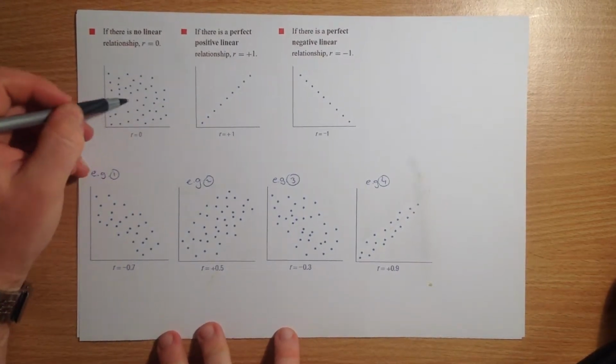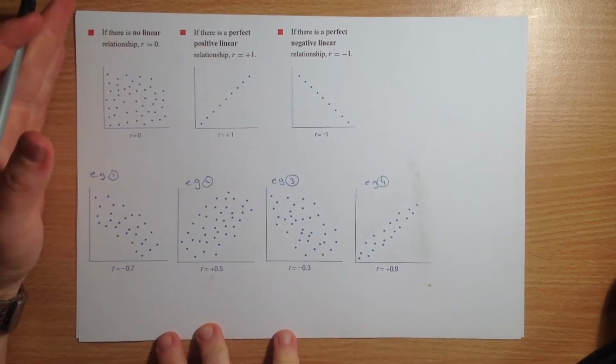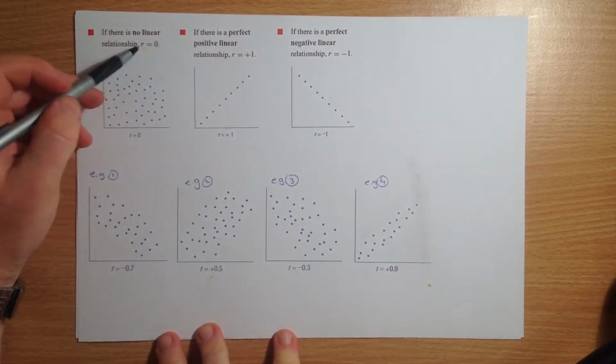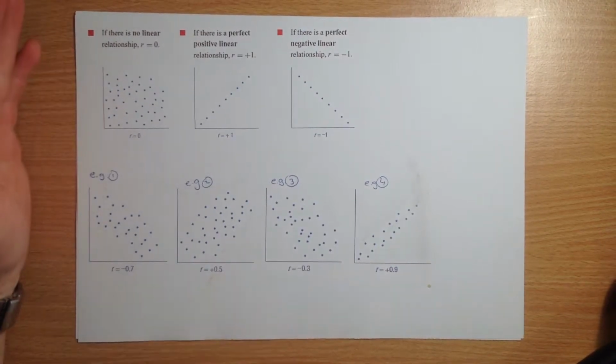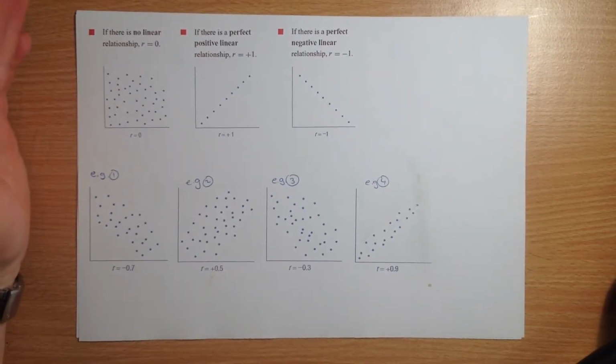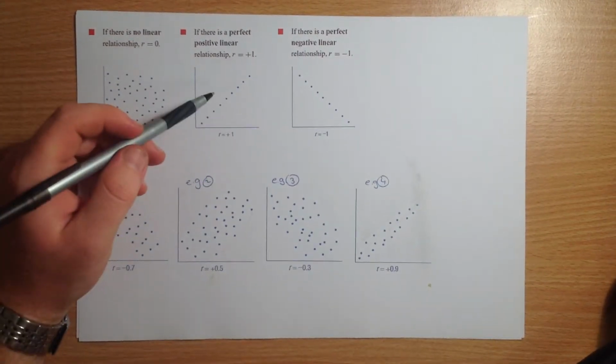Here, there's no line going in any direction, it's just completely scattered, so there's no correlation at all, so we could expect that the R value will be 0. It's completely not linear. The correlation is nothing, doesn't correlate, it doesn't relate at all, so the R value is 0.